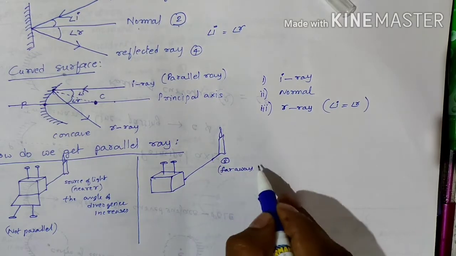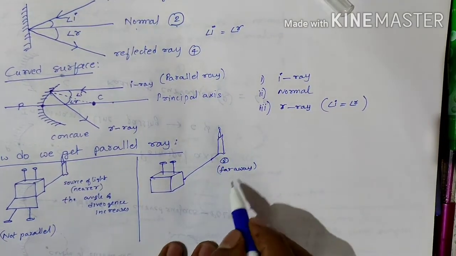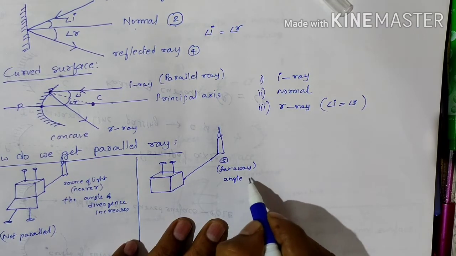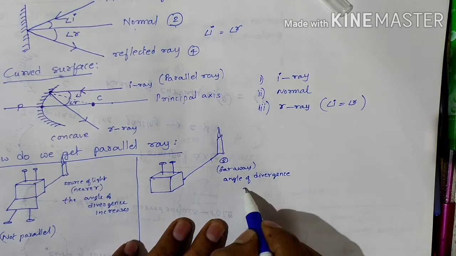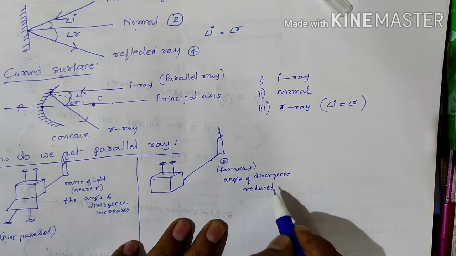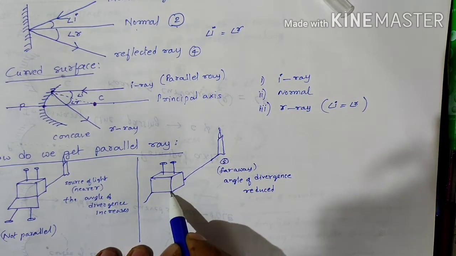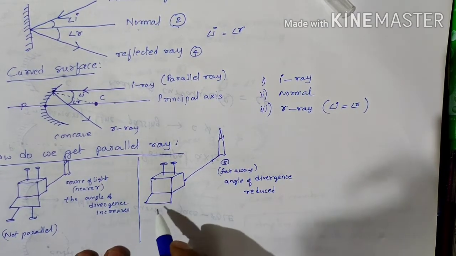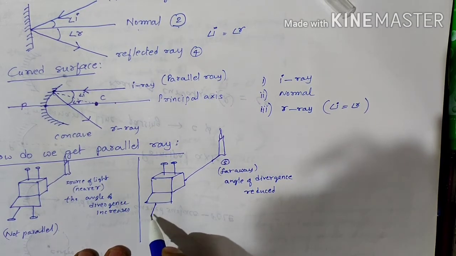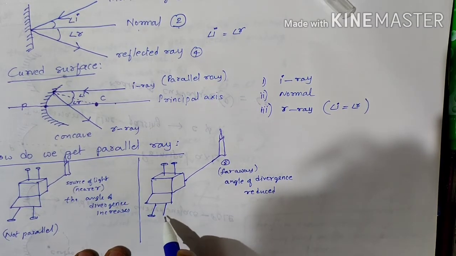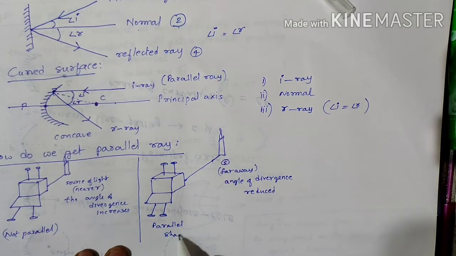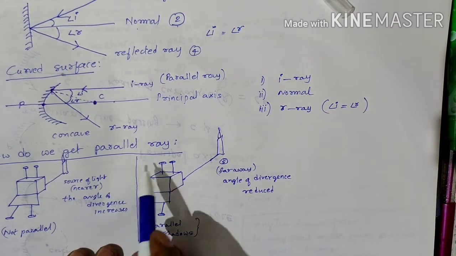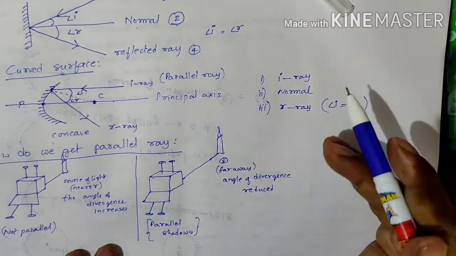In this case, we have kept the source far away. When the source is kept far away, the angle of divergence is reduced. As a result, we get parallel shadows. So these are parallel shadows. From this activity, we can say that to get a parallel ray, the source of light must be far away.